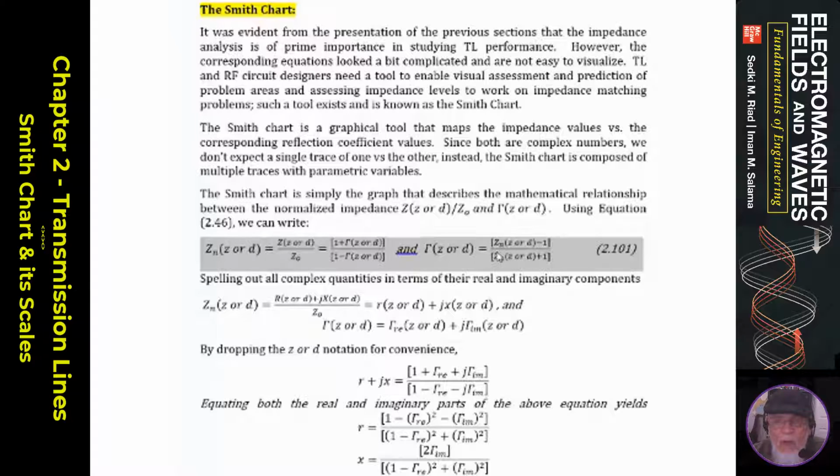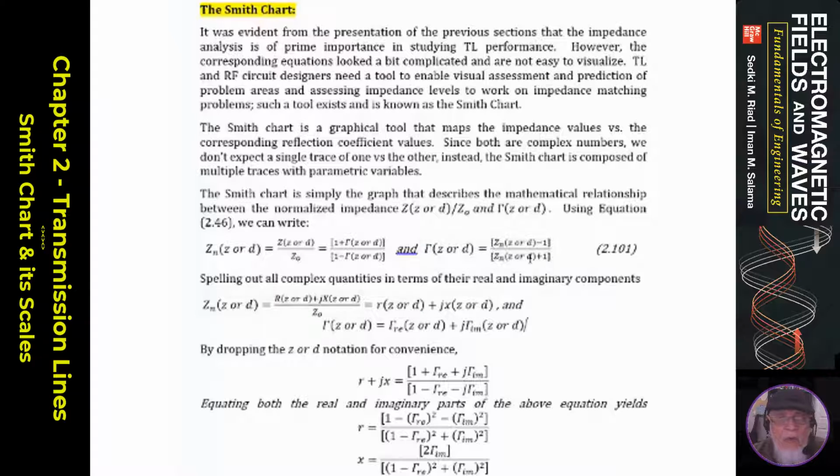This equation is complex. Each quantity here, z and gamma, has real and imaginary components. So z normalized is simply r plus jx divided by z naught, or can be written as lowercase r plus j lowercase x. That's the real part of the impedance function, and that's the imaginary part. Gamma likewise has a real component, gamma real, and gamma imaginary.